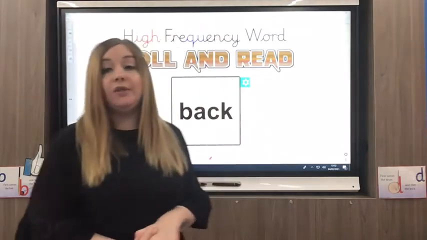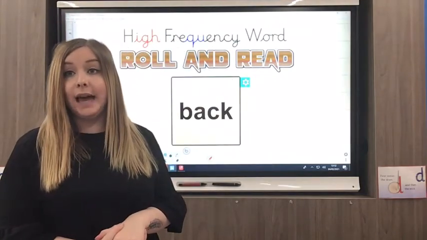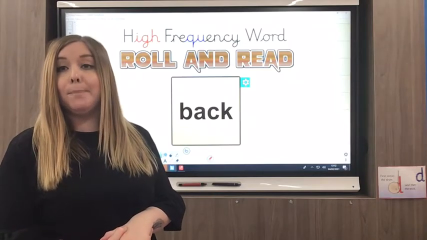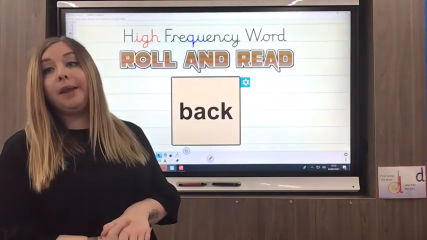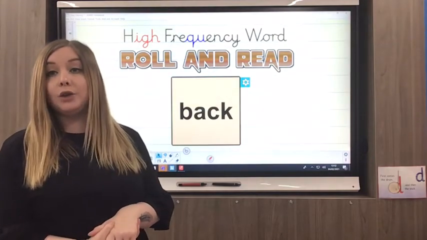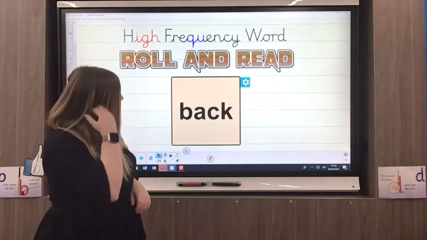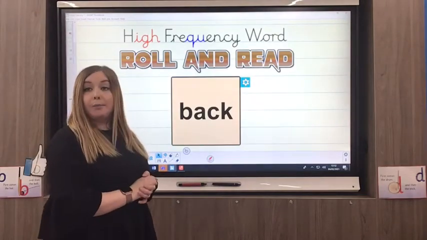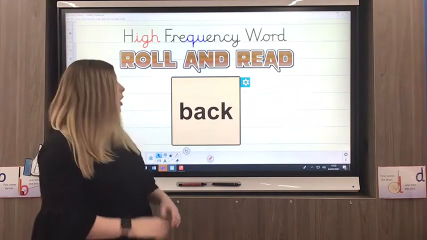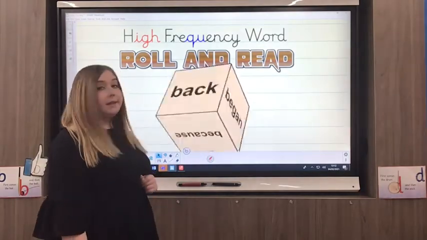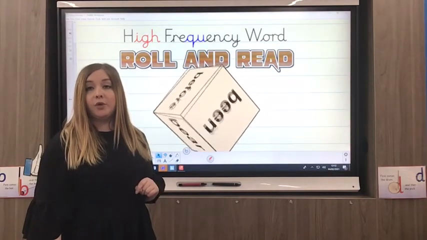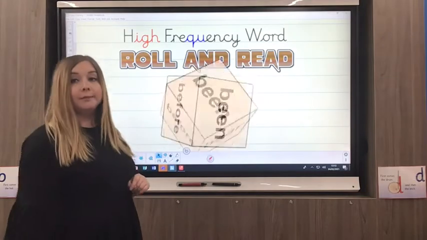Now we start each of our lessons by looking at six high frequency words, and our high frequency words all begin with the letter B this week. And we've played lots of games so far with them, and today we're going to play a roll and read. So you'll notice that I've got a dice on my whiteboard, and on each side of my dice there's one of our high frequency words. So we're going to roll it, see what word we land on, and then I want you to read it. And then we'll check if you were correct.